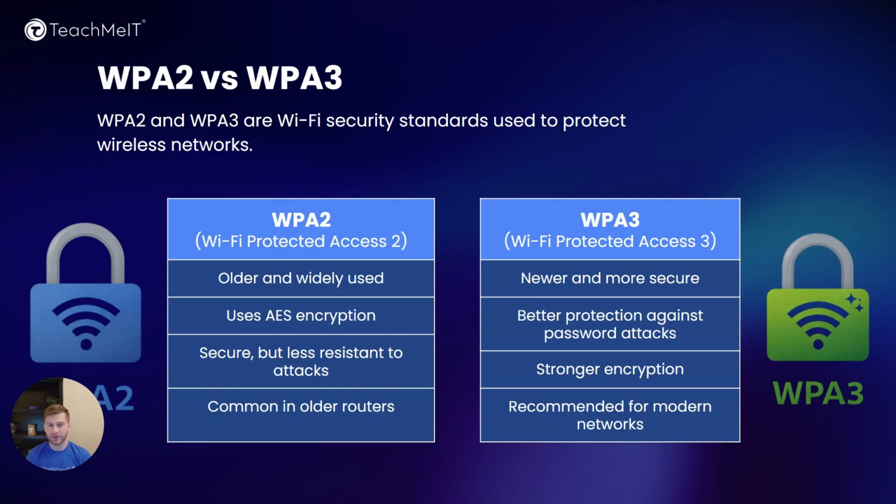WPA, for both names, 2 and 3, stands for Wi-Fi Protected Access. WPA2 is older and more widely used. It uses what's known as AES encryption. I believe it uses AES 128 or 256, but this is pretty secure. Obviously, AES 256 is a much, much more secure way of protecting your data and your router.